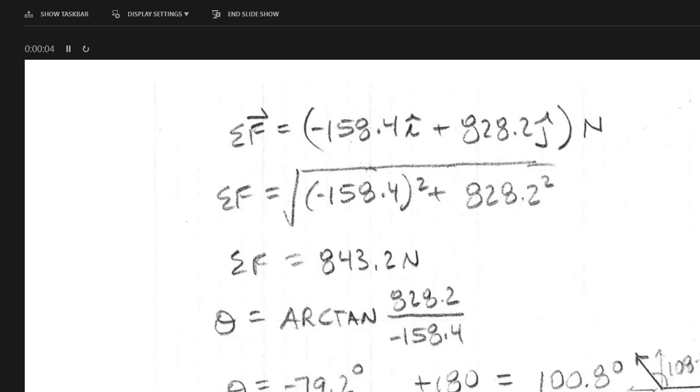Now the angle, when you calculate it, comes out to be 79.2. But if you look at the components of the resultant, you've got a negative X and a positive Y. So that means you're going to the left and up with those components. Negative X and positive Y means to the left and up. Okay.